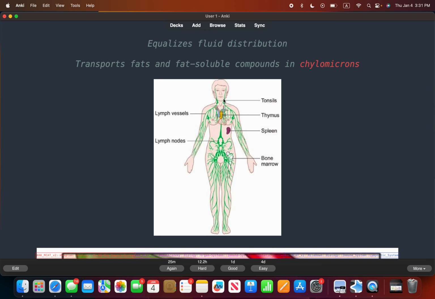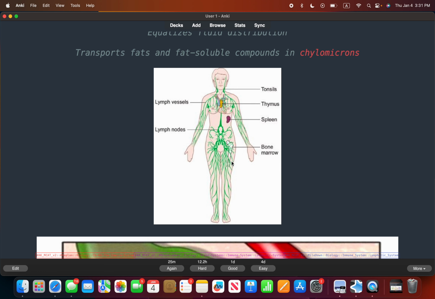You have the tonsils, you have the thymus. Oh, this is where the thymus is. You have lymph vessels, you have lymph nodes, you have the spleen, and you have the bone marrow, which is here.